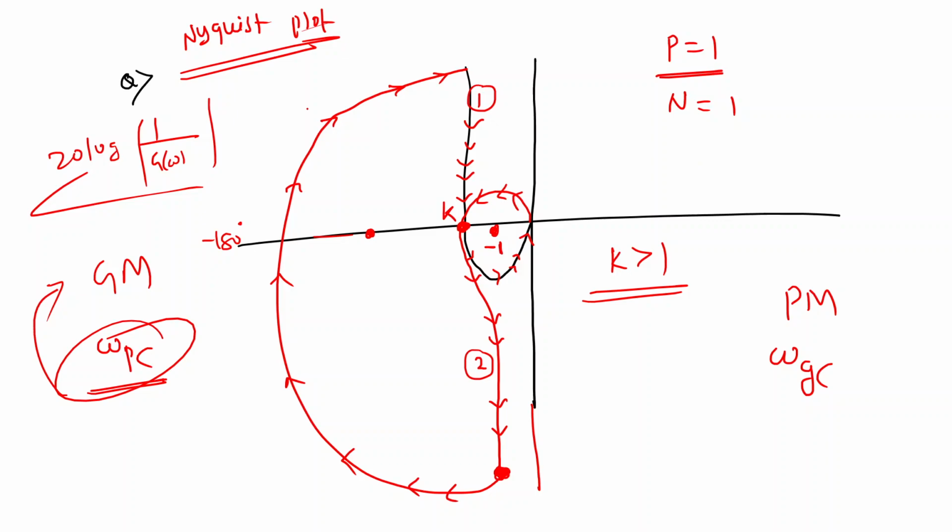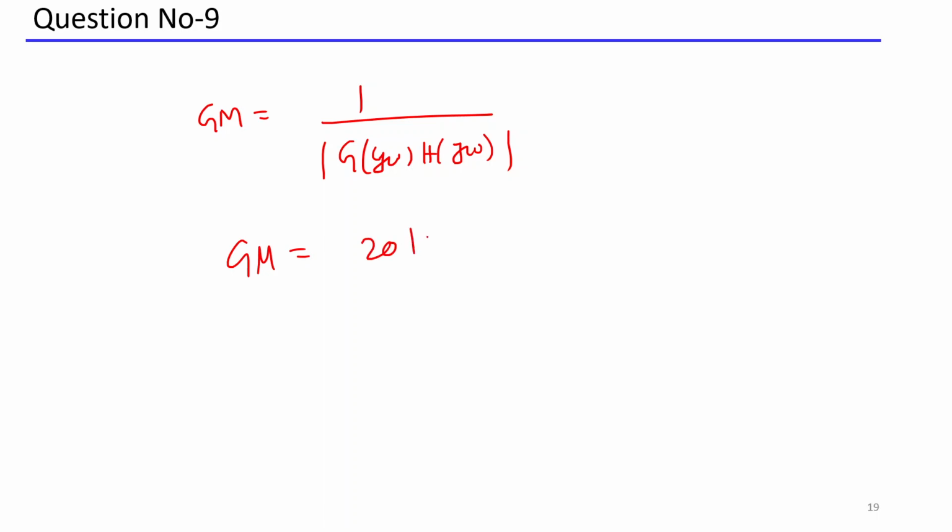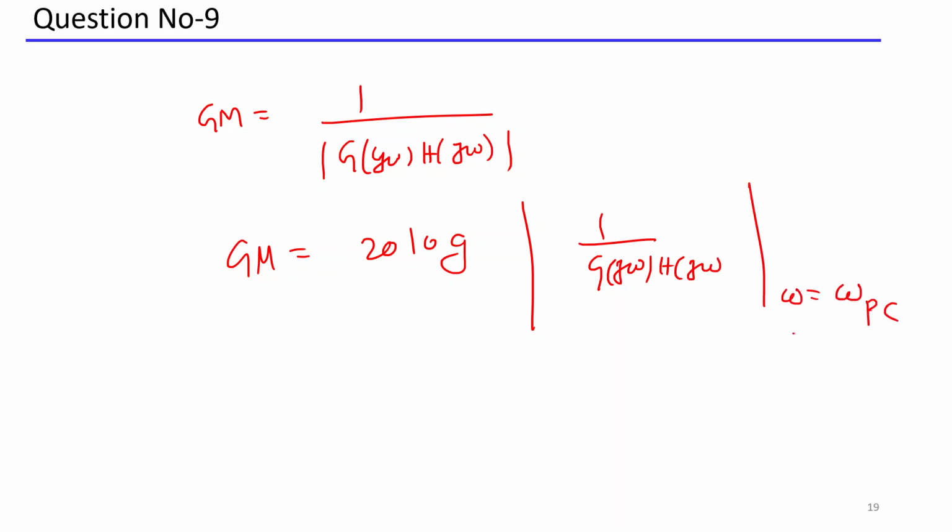So the trickier part is how to draw the Nyquist plot, which is already completed: polar plot, Nyquist plot. Small doubt, sir: for the gain margin at minus 180, we have to take the gain margin definition. The gain margin is equal to 1 by g of j omega h of j omega. This is in normal form, but if you take the logarithm, it will be 20 log 1 by g of j omega h of j omega. But at which omega? This omega equals omega pc, the phase crossover frequency, the frequency at which the phase will be minus 180.